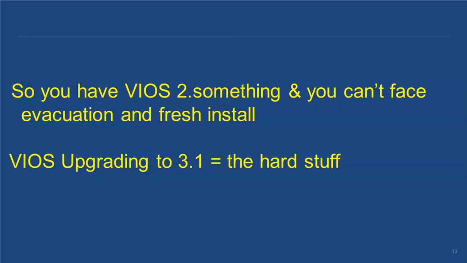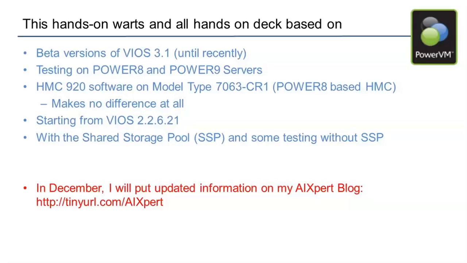So if you've got a VIOS server 2 and you really can't face an evacuation and refresh, okay, we're going to have to do it the hard way, do the actual upgrade of the VIOS server. Now, this is a hands-on, warts and all sort of presentation. So I'm actually going to mention that I've been using the beta version of the VIOS server 3.1 for a long time now. I've actually been using the GA version that's come out recently.